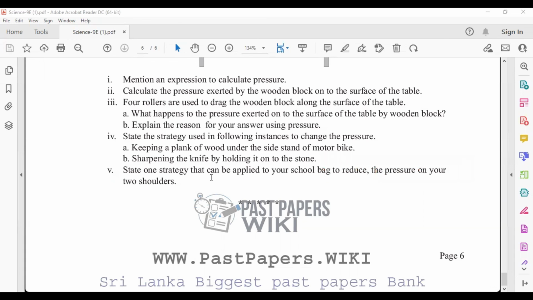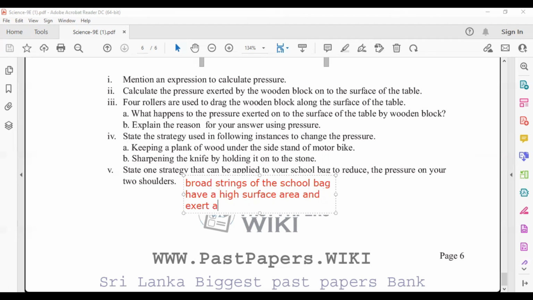State one strategy that can be applied to your school bag to reduce the pressure on your shoulders. Broad straps of the school bag have a high surface area and exert a low pressure on the shoulders.